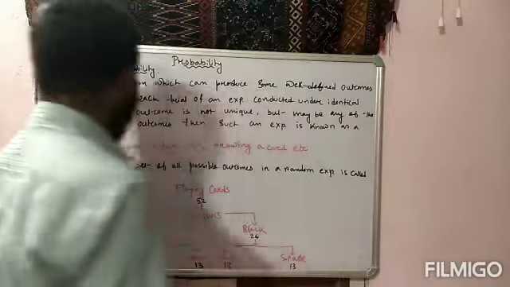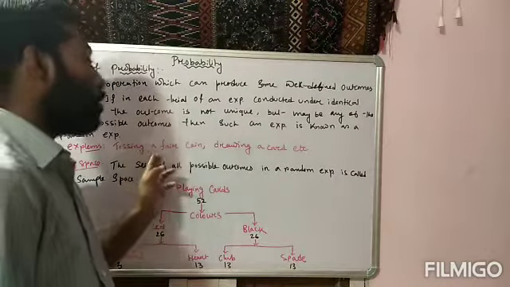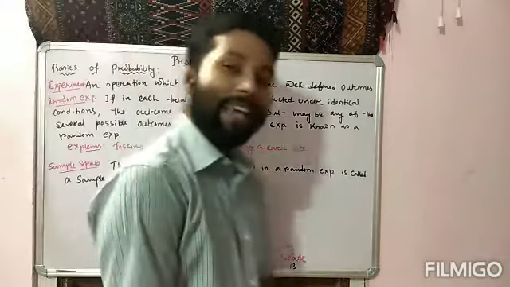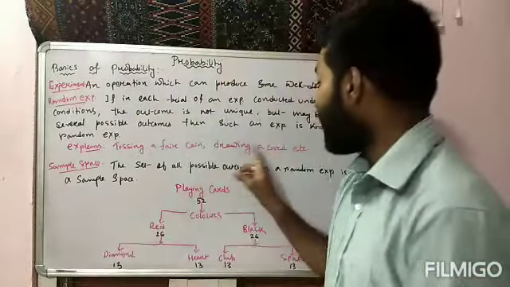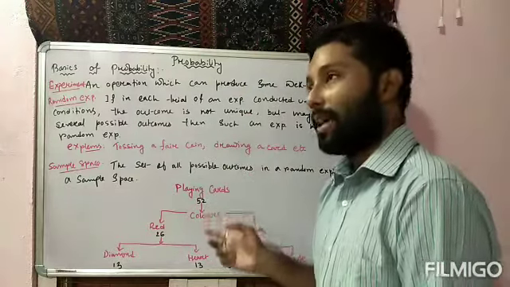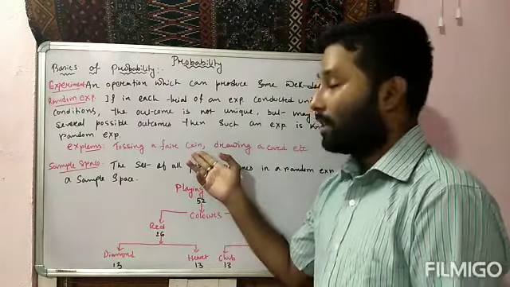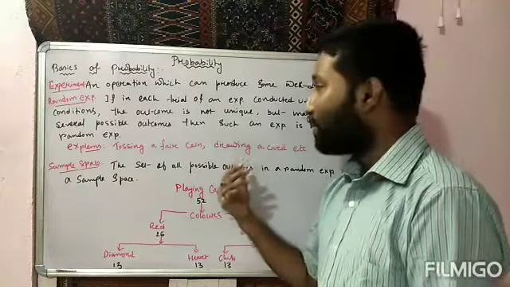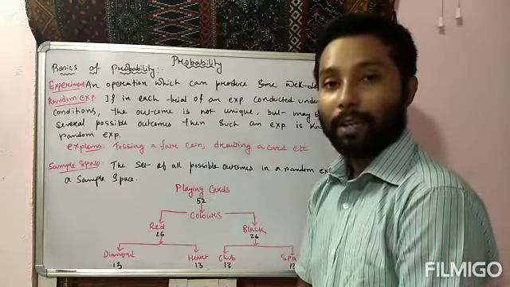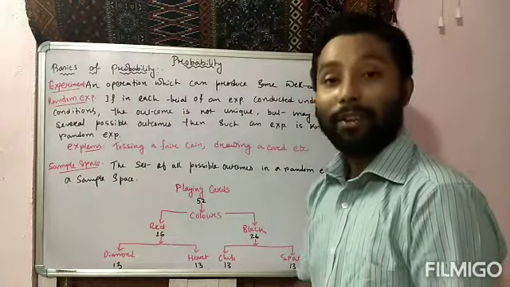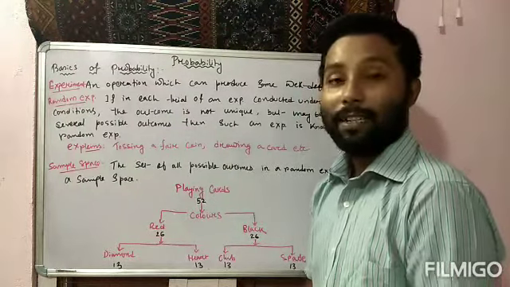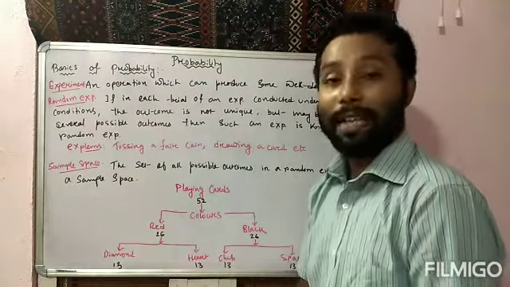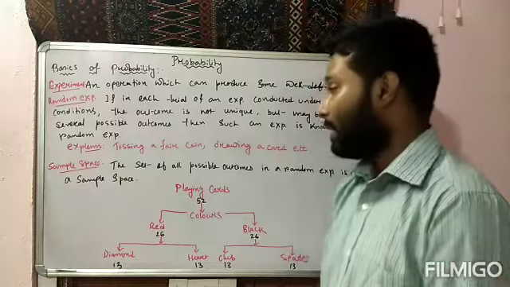So what can be an example of a random experiment? Tossing a fair coin, drawing a card, etc. Tossing a fair coin, drawing a card. Such examples are examples of random experiment. Okay? Even you can consider a die also. If you throw a die, then that die experiment can also be included as an example of a random experiment. Okay?